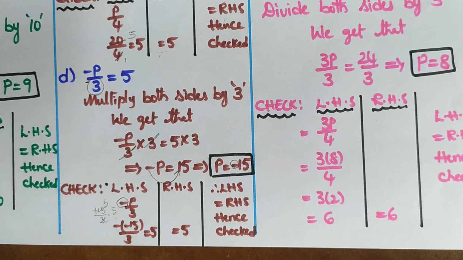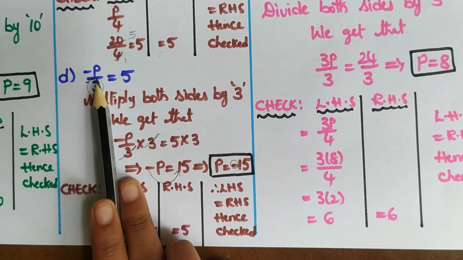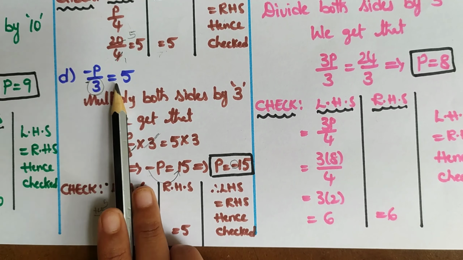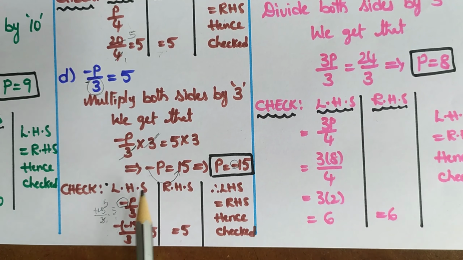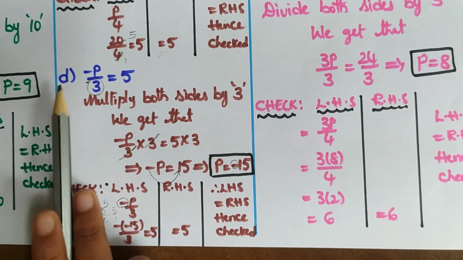Therefore 5 is equal to 5, where LHS is equal to RHS, hence checked, right? Now minus p by 3 is equal to 5, where minus p is equal to 15, so p equal to minus 15 is the right answer for this D bit.